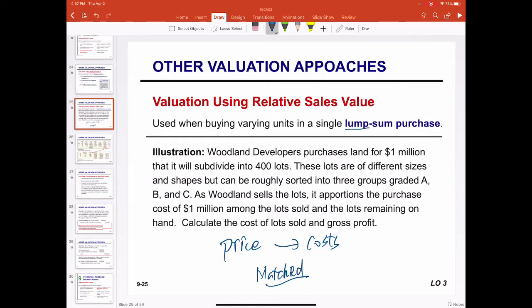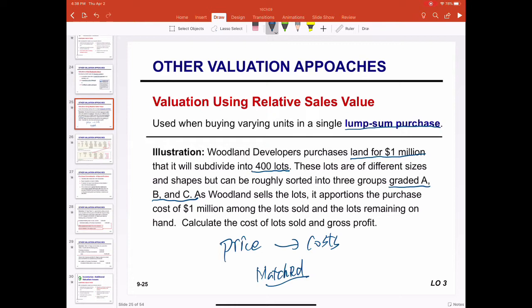Single lump sum purchase. In this case, it is a purchase of land. The price of the land is $1 million, and the land can be subdivided into 400 lots. Depending on their condition, the lots can be sorted into 3 different groups, A, B, C, and A, B, C will have different values. Even in the same community, some locations may be better, so the values of the land are different.